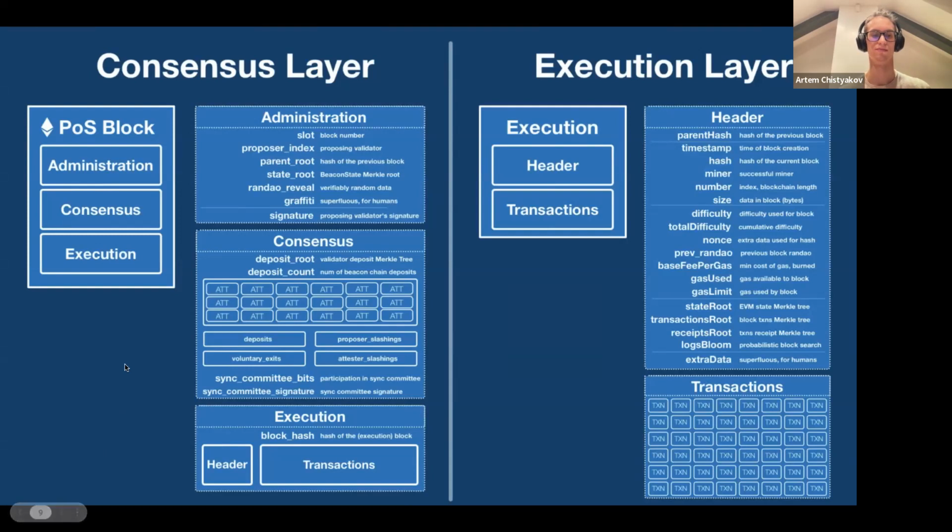And once they apply this fork, consensus will slightly change. For example, we have here voluntary exits and also information about the validators. Right now those fields are empty, and after the fork, they will have something.